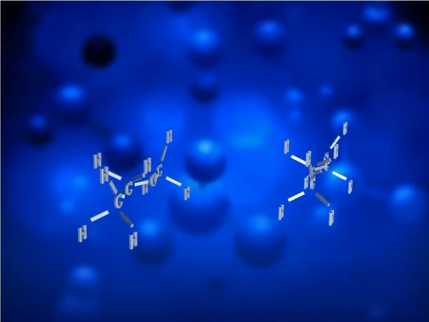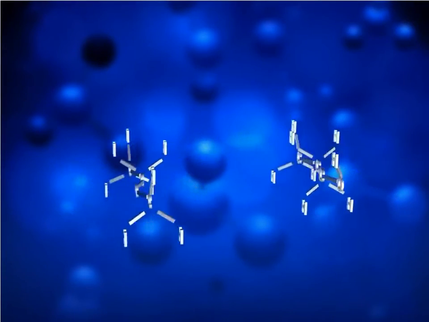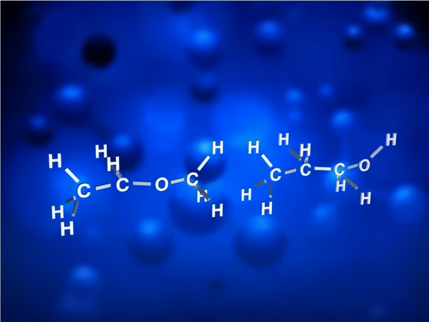In this set, the manner or order of linking of the various atoms is different. That is, the structure of the two molecules is different. One of the molecules is an ether and the other is an alcohol.